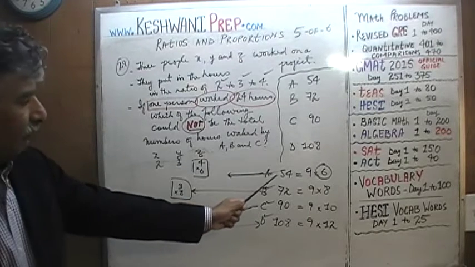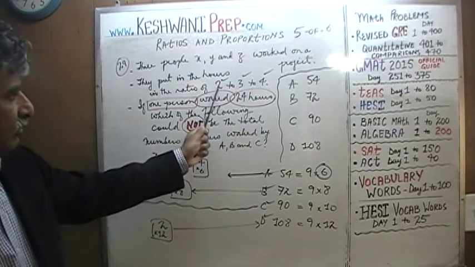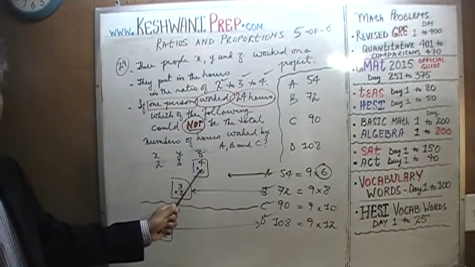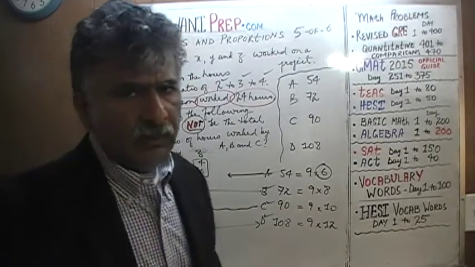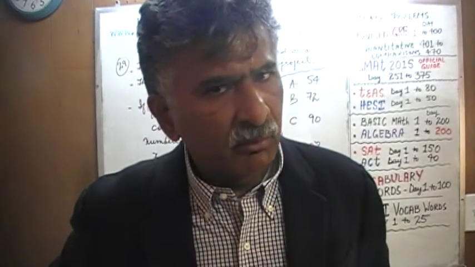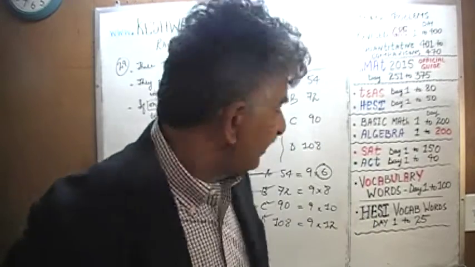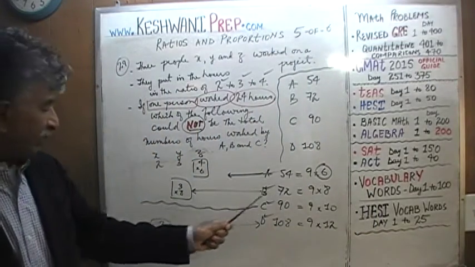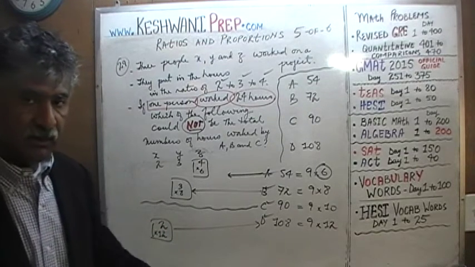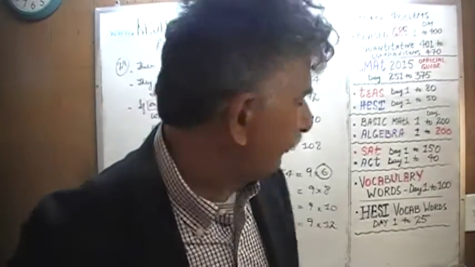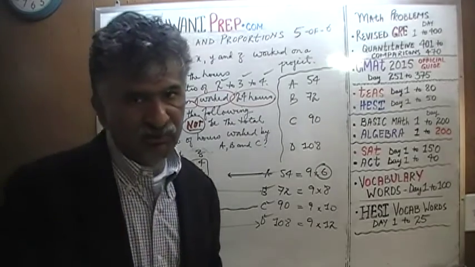Here we go. If they worked a total of 54 hours, then it is possible, given that they work in the ratio of 2 to 3 to 4, if Mr. Z worked 54 hours, not 24 hours. If they worked a total of 54 hours, then it is possible for one person to have worked 24 hours and still the hours be in the ratio of 2 to 3 to 4. It is also possible for them to have worked 72 hours, in which case it is Mr. Y who must have worked 24 hours. It is also quite possible that they worked a total of 108 hours, which is just twice as much as A, but in that case it is Mr. X who has worked 24 hours.